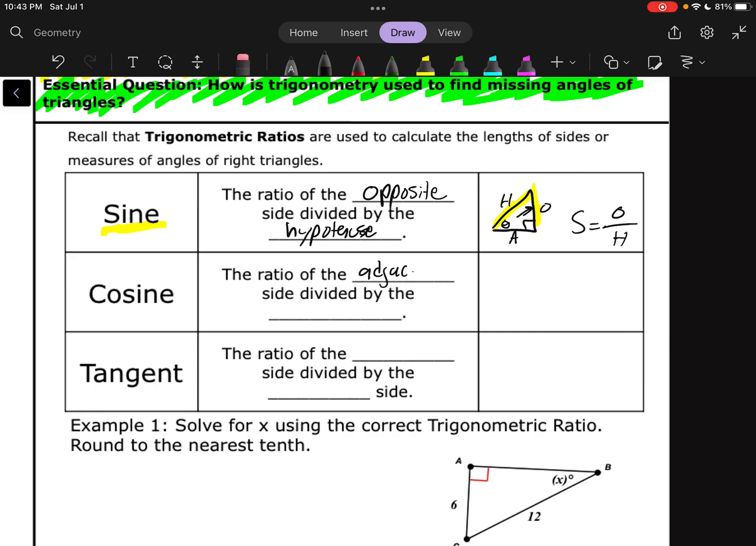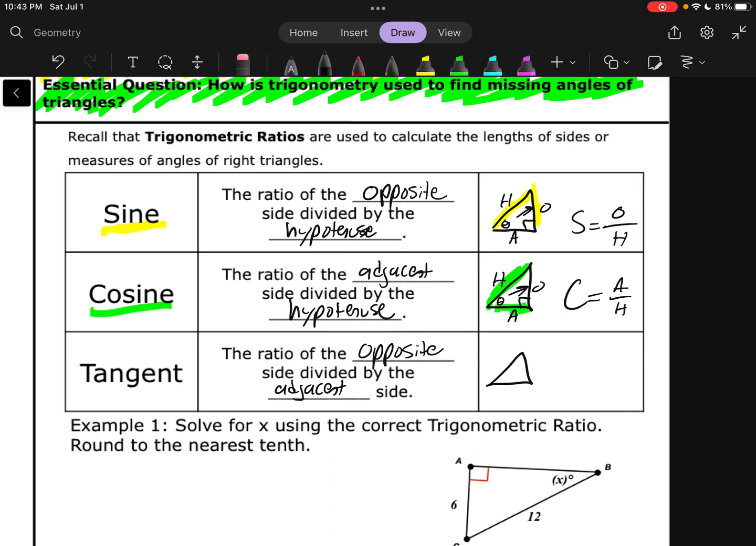Cosine is adjacent over hypotenuse. So if we had a little triangle, that's our theta, O, H, and A. Cosine is A over H. So that would be these two sides. And tangent is opposite divided by adjacent. So if this is our right triangle, we've got our O, H, and A. Tangent is O over A. So that would be those two.